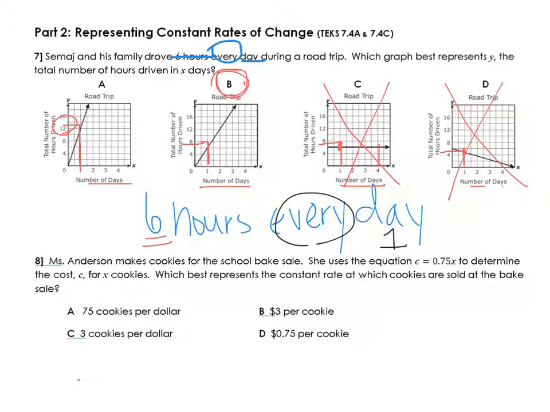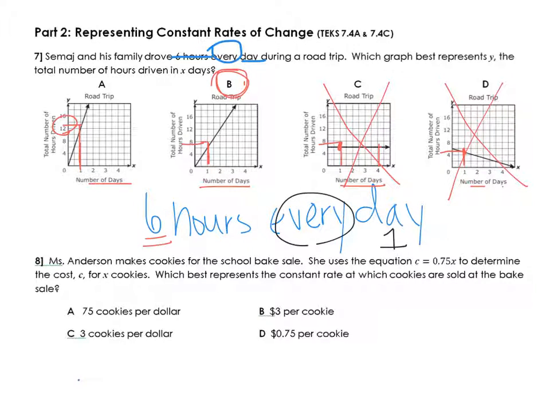Number 2. Ms. Anderson makes cookies for the school bake sale. She uses the equation C equals 0.75x to determine the cost C for x cookies. Which best represents the constant rate at which cookies are sold at the bake sale?